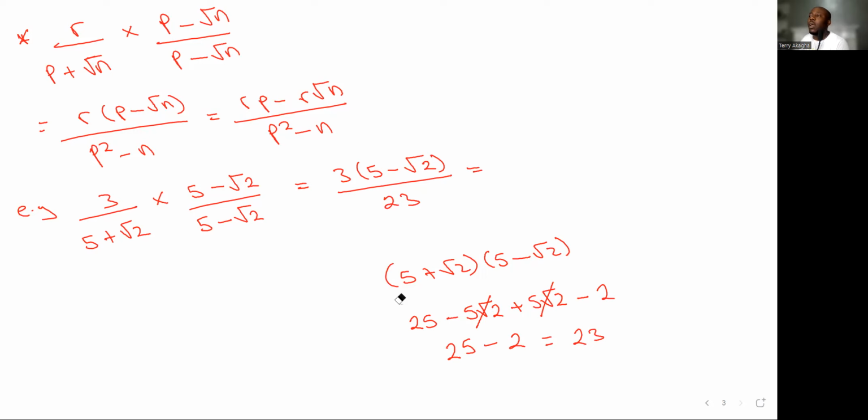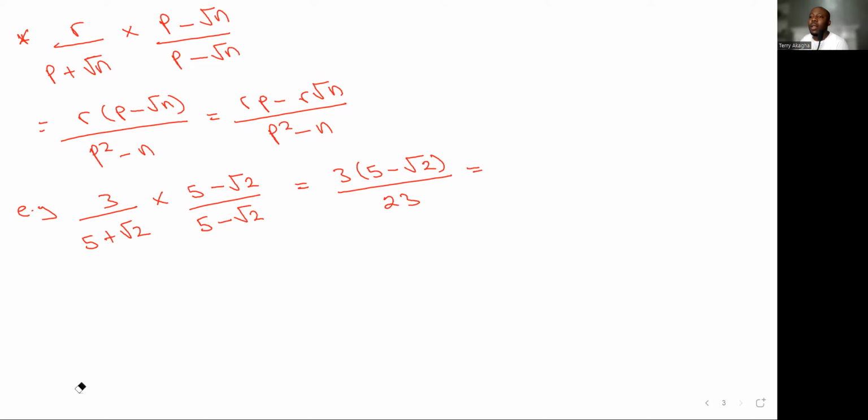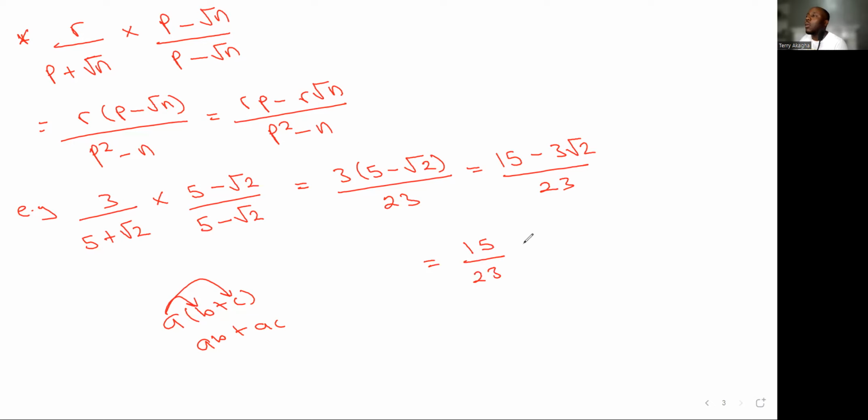Then what do you do next? You expand the bracket. So remember how to expand. We talked about that. When you have a(b plus c), you open the bracket, it's going to give you ab plus ac. So the same thing: 3 times 5 will give us 15 minus 3 root 2 over 23. Which is the same thing as saying 15 over 23 minus 3 root 2 over 23. And that will be the answer for that.